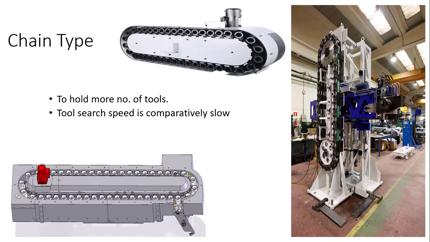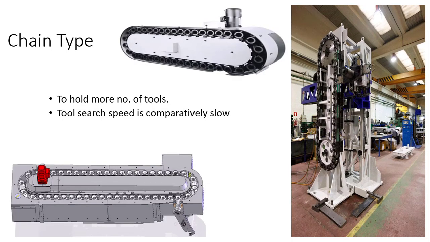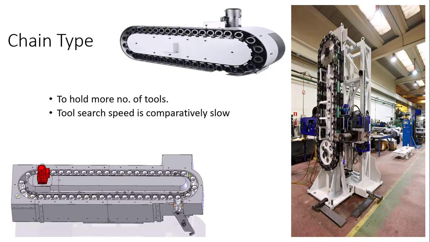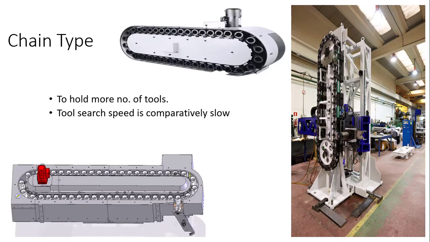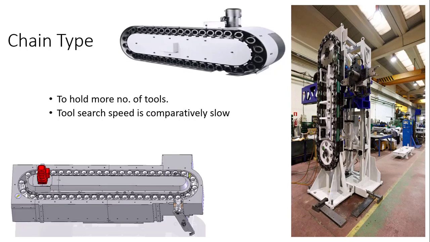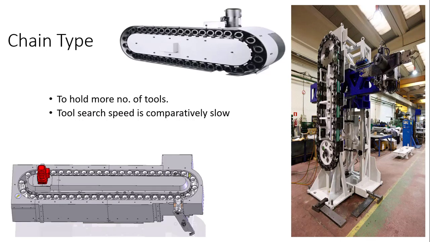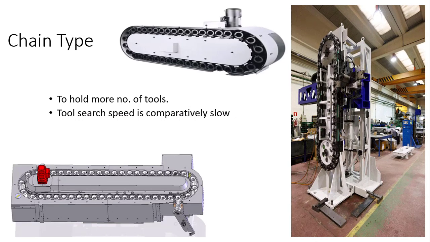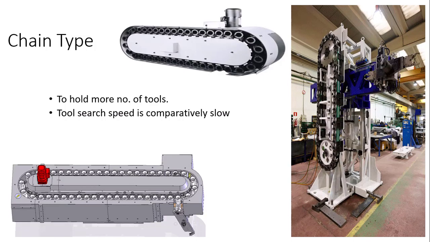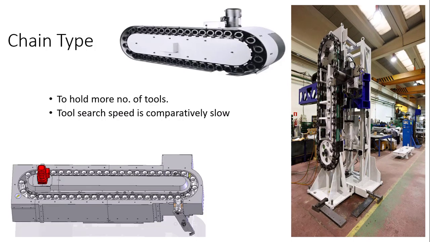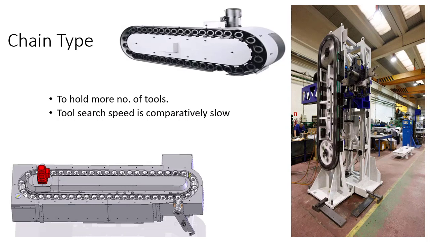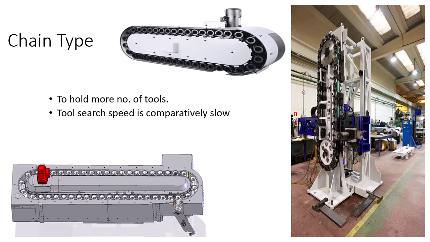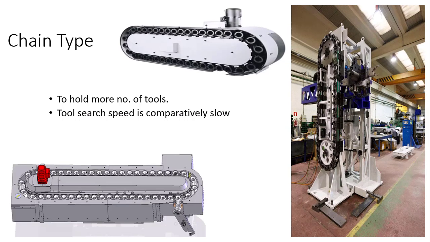Then the next is chain type. The chain type is used nowadays in most machines, because in the drum type, your tools are very near to the spindle, and they may get affected by the coolant or by the scrap. But in chain type, your tools are placed far away from the cutting area. That's why these are safe. It is used for a larger number of tools, but tool search speed is comparatively low. Correct. So in this case, more tools are there, so the search speed will decrease. It is common sense. If a number of tools are available, then deciding which tool is to be used, the searching speed will definitely be decreased.